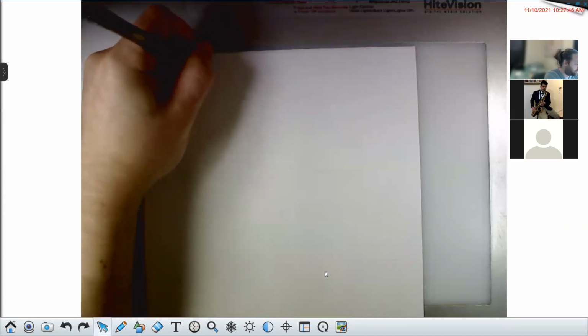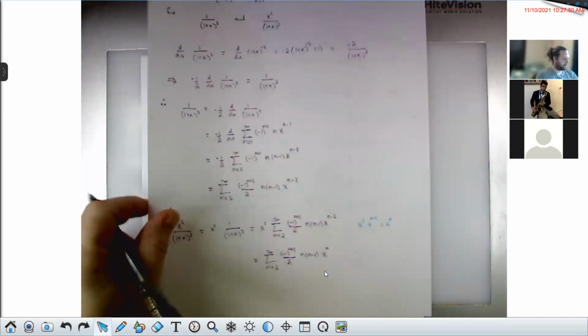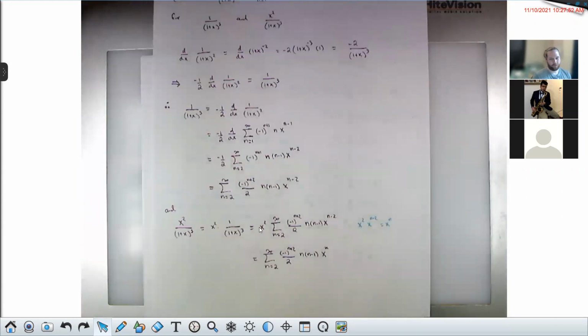For that last part, if we kept the x squared outside, would that not be considered? Yeah, I do really want the x squared to come in. I do want this to at least be in the form c_n x to some power. Okay.